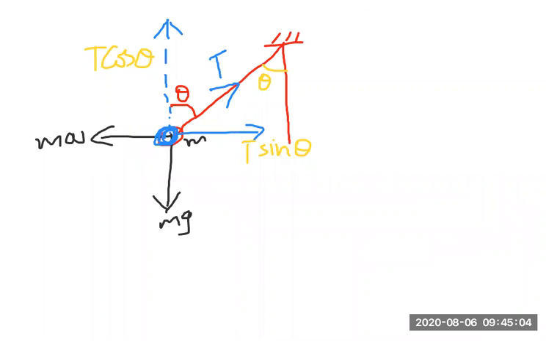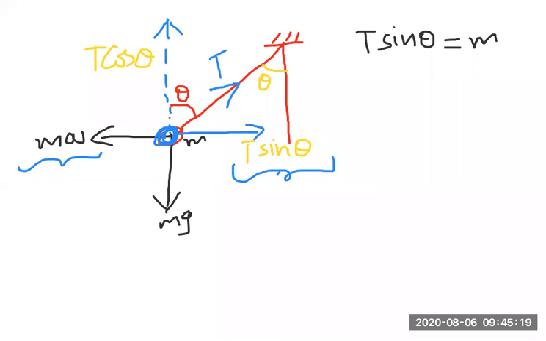So what are the forces we have? T sin theta, if you observe carefully here. This force is T sin theta. This force is MA. So first let us equate them. T sin theta is equal to MA.